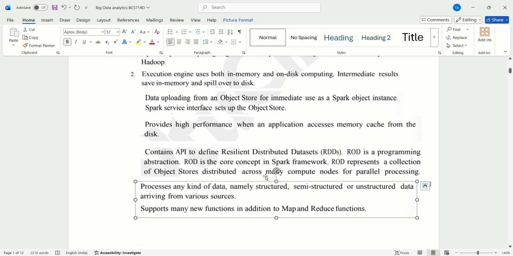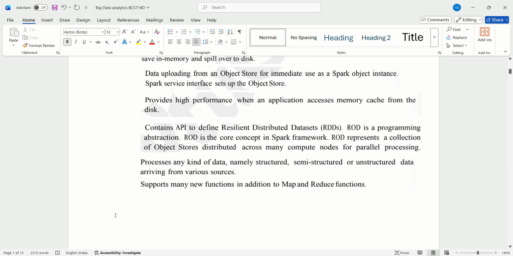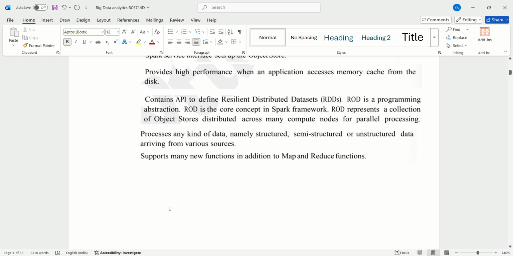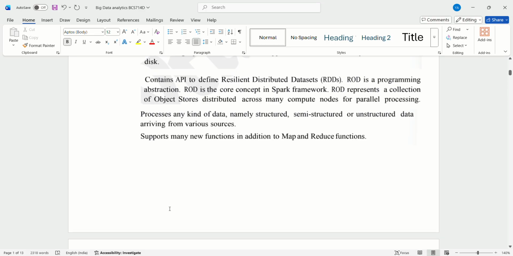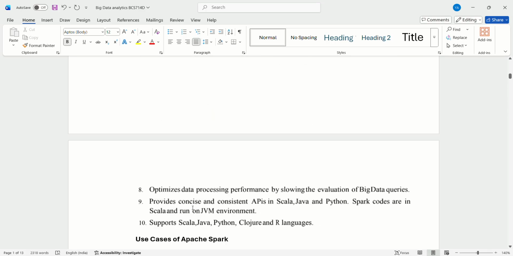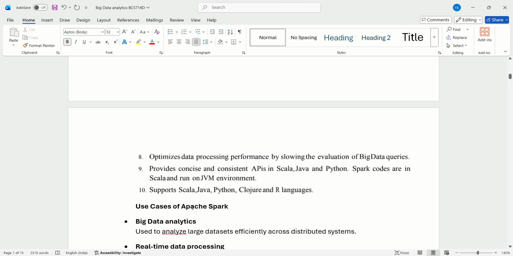It provides high performance when applications access a memory cache rather than the disk. Next is an API to define resilient distributed datasets. RDD is a programming abstraction and a core concept in the Spark framework. RDDs represent collections of objects stored and distributed across many compute nodes for parallel processing. Next, it processes any kind of data, namely structured, semi-structured, and unstructured data arriving from various sources. It supports many new functions in addition to the map and reduce functions, and optimizes data processing performance by lazy evaluation of big data queries.